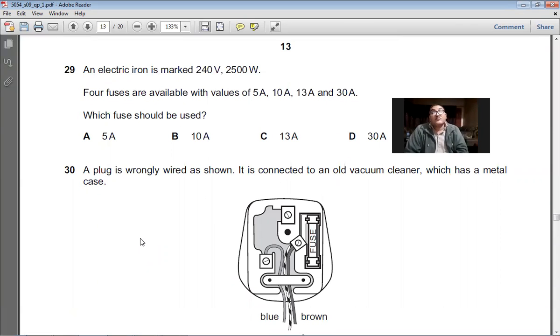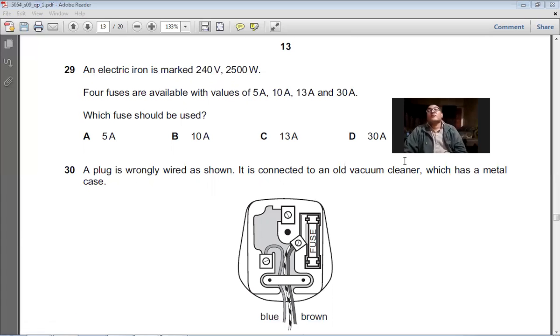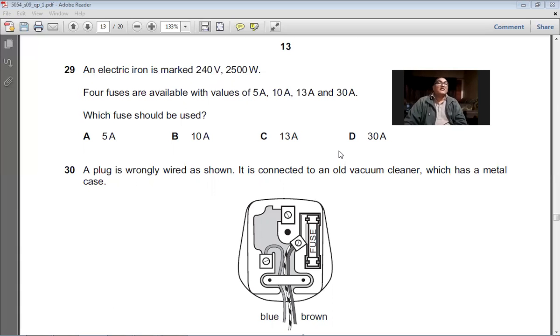An electric iron is marked 240 volt and 2500 watt. 4 fuses are available with the values of 5 ampere, 10 ampere, 13 ampere, and 30 ampere. Which fuse should be used? Okay, so you have the power, you have this 240 volt, and P is equal to IV. A very famous formula. So I can find out the value of I. Let me show you my work.